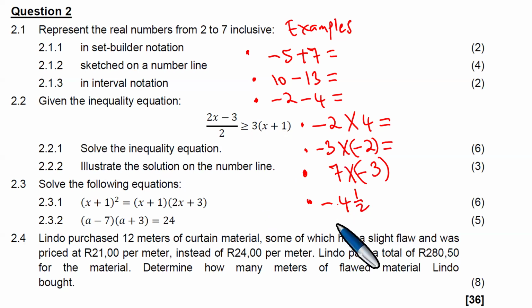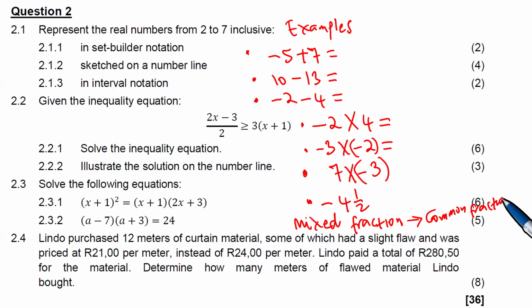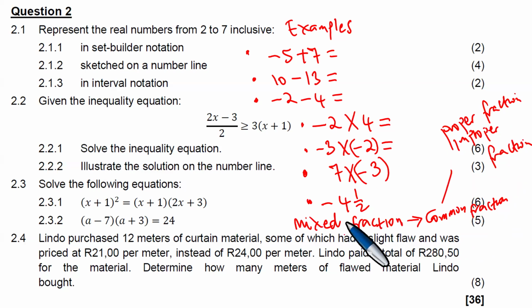Minus 4.5 can be written as a mixed fraction. But can this mixed fraction be written as a common fraction? What would a common fraction be? By a common fraction here, I mean a proper fraction. What is a proper fraction? Or an improper fraction? What is an improper fraction? We have a chance to dip into both 1501 and 1502, some of these basic things.